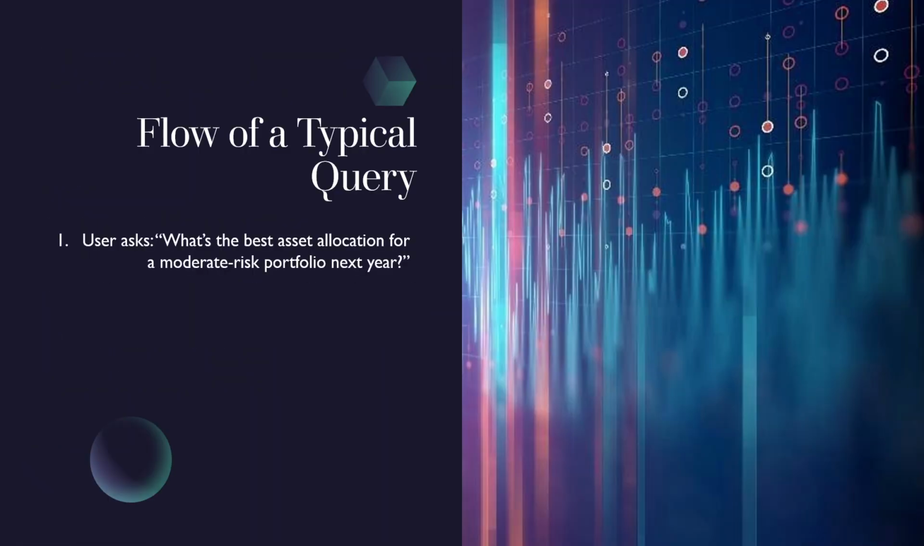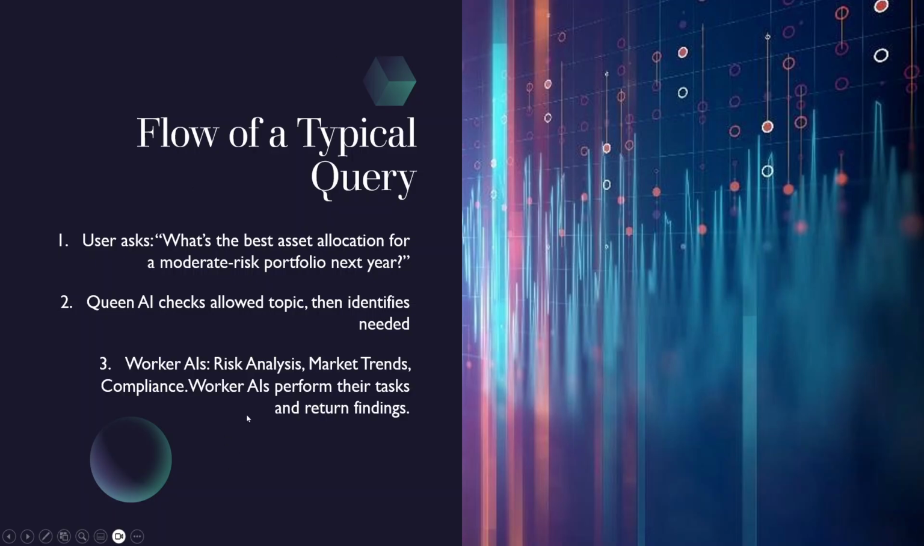So what's the typical flow of the query or the input? First, you put in the input: what is the best asset allocation in a moderate risk portfolio next year. And then the Queen AI will check the topic and identify the needs. And then the worker AI will handle risk analysis, market trend, and compliance, perform the task and return the findings. And then the Queen AI integrates the results and produces a final explanation.